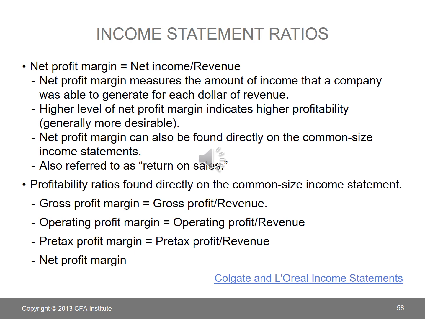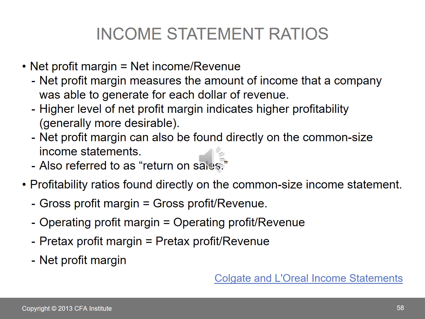Return on sales has also been used to refer to a class of profitability ratios having revenue in the denominator. So we have net profit margin, which basically equals net income divided by revenue. To understand net profit margin a little bit closer, net profit margin measures the amount of income that a company was able to generate for each dollar of revenue. So a higher level of net profit margin indicates higher profitability and is thus more desirable.